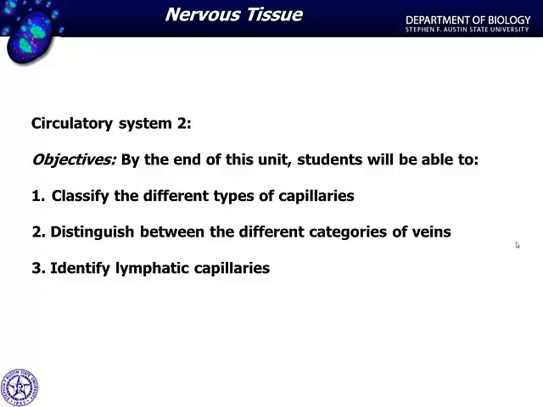Now, we're going to look at three different types of capillaries, so we're going to classify them based on their histological shapes and sizes and constituents. We're also going to look at the different categories of veins, and much like we saw with arteries, we're going to look at the thickness of the layers versus luminal diameter, and then lastly, we will be able to identify lymphatic vessels.